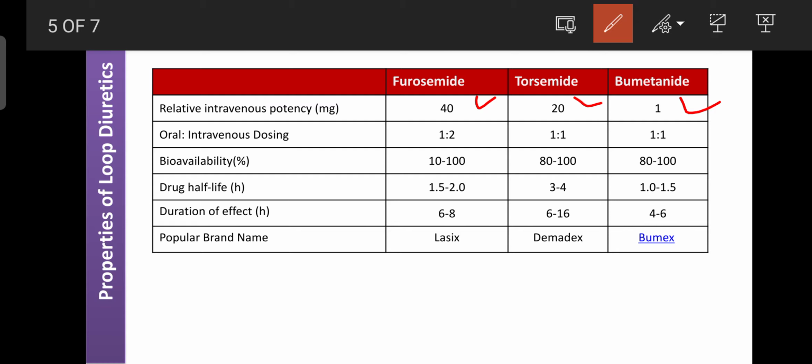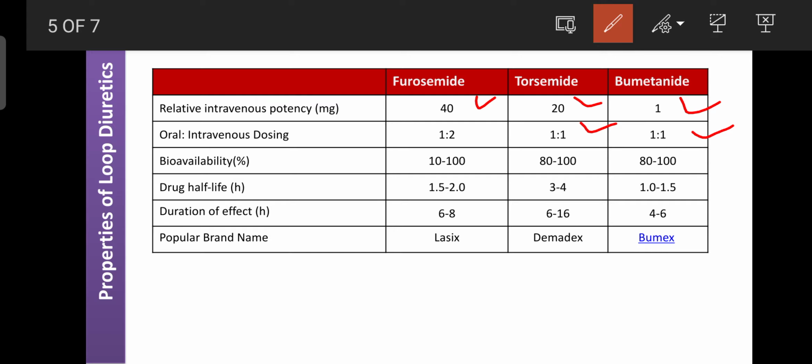If 40 mg is required for the intravenous route, then for oral it requires 80 mg to show diuretic activity. But regarding torsemide, the ratio is 1:1. It means the same dose, 20 mg, acts intravenously to show the diuretic activity, and orally it can show the diuretic activity as well. And regarding bumetanide, the oral to intravenous dosing is also 1:1. That is 1 mg, whether given intravenously or orally, they can show the diuretic activity.